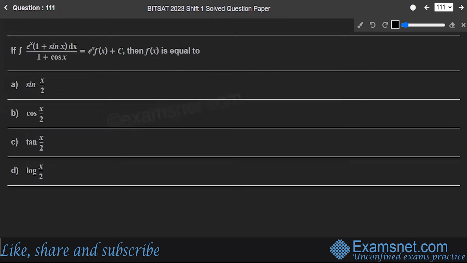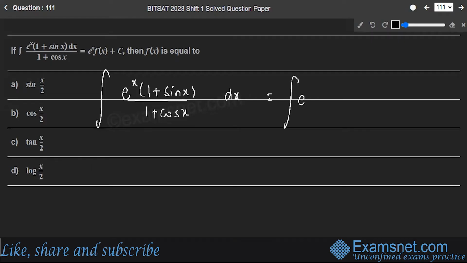Hope you understood this. Next is question number 111. If this integral is equal to e power x f(x) plus c, then what is f(x) equal to? You have the integral of e power x times (1 plus sine x) upon (1 plus cos x) dx. Taking e power x common, 1 plus sine x, and 1 plus cos x can be written as 2 cos square x by 2.